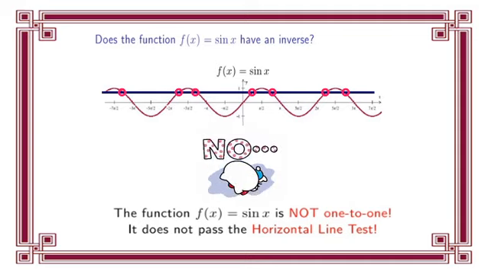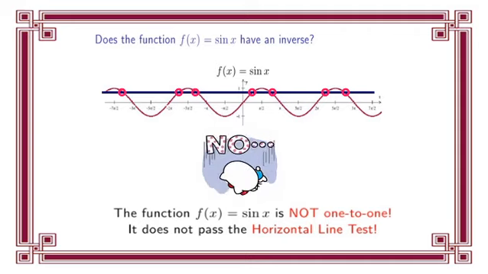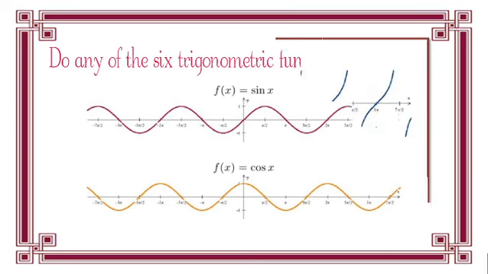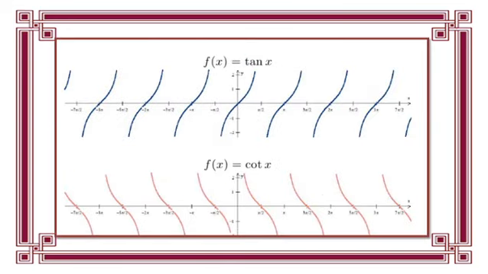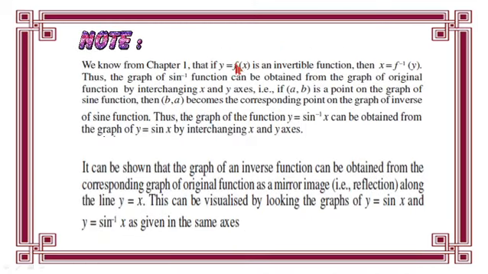Now we have studied in chapter number 1 that if a function has an inverse, if the function is bijective, then only it can have an inverse. So it means the function is not bijective, it is not one-one. So how can it have an inverse? Do you think any of the 6 trigonometric functions have an inverse? No, because all are not bijective functions. So we know from chapter 1 that when f(x) is an invertible function, then only it will have an inverse.